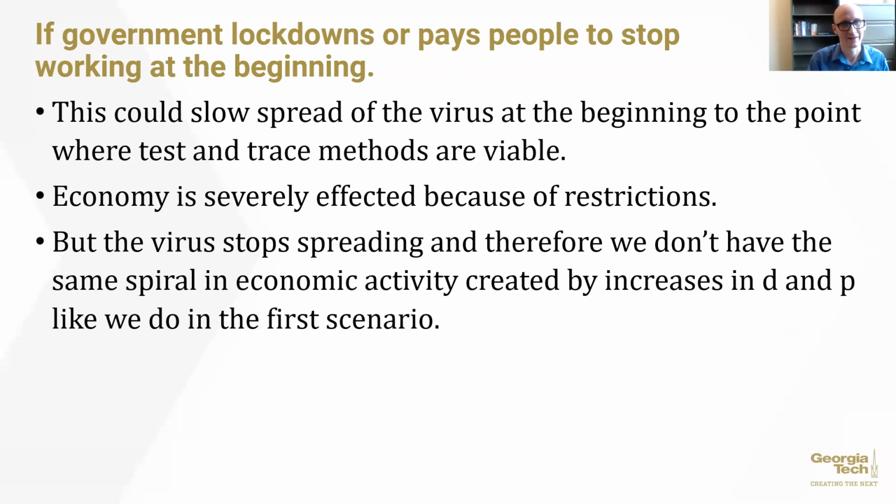What if instead the government had locked down at the beginning of this virus to the point where a method like test and trace, or some other less costly method for slowing the virus, is viable? Then the economy is severely affected at the beginning, but in future periods, the economy might be able to return to some level of normal. And we wouldn't have the same spiral caused by the increases in D and P as people continue working and continue spreading the virus around.